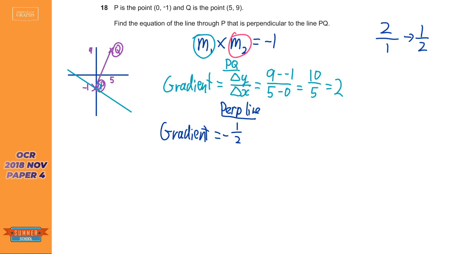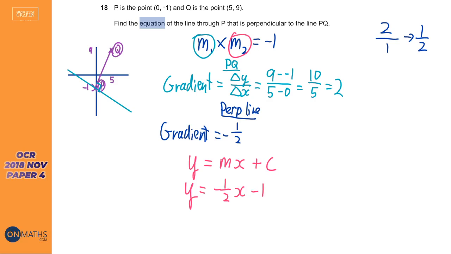Now the question doesn't ask us to find the gradient, it asks us to find the equation. So we've got to actually find the equation. We've got to do our y equals mx plus c. So y equals, well, the gradient is -1/2, so -1/2 x. And then the y-intercept is actually given to us in the question. If you look at the diagram, the point P is the y-intercept, so it should be -1. So it's y equals -1/2 x minus 1.